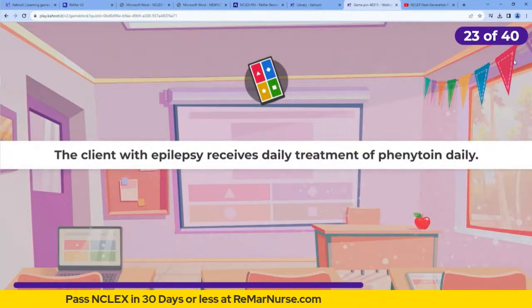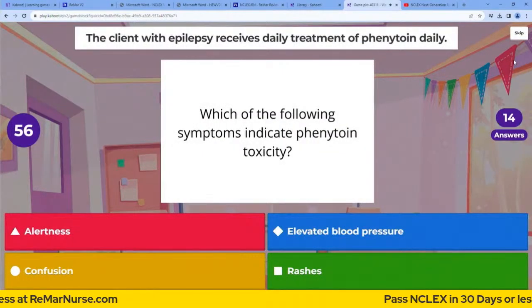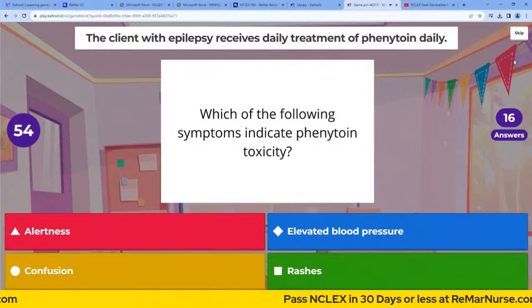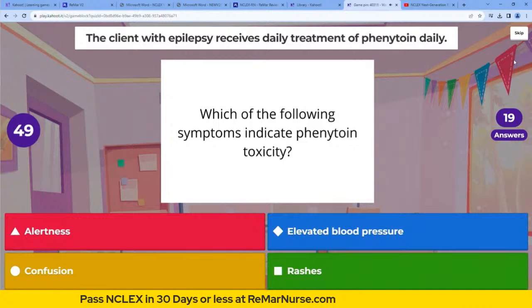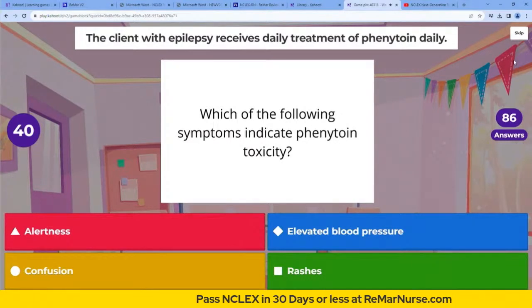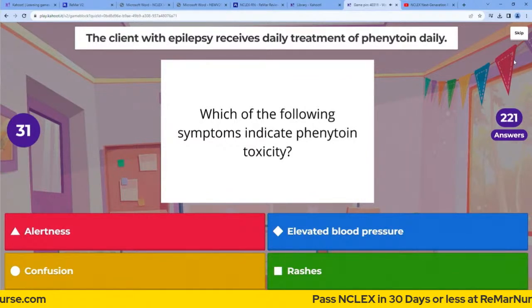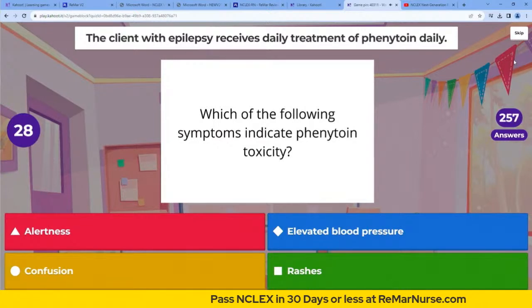The client with epilepsy receives daily treatment of phenytoin. Ooh, which of the following symptoms indicate phenytoin toxicity? Is it alertness, confusion, elevated blood pressure, or rashes? Client with epilepsy. So we know we're talking about an anticonvulsant medication, and we need to address that.